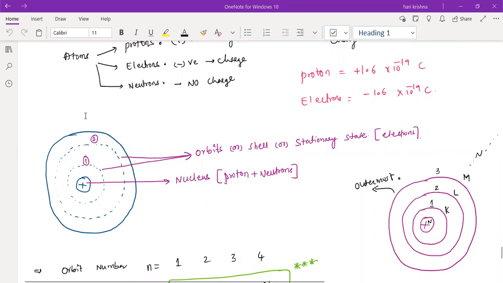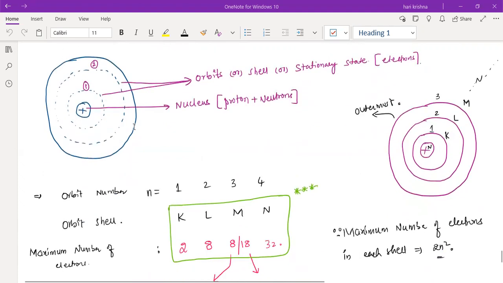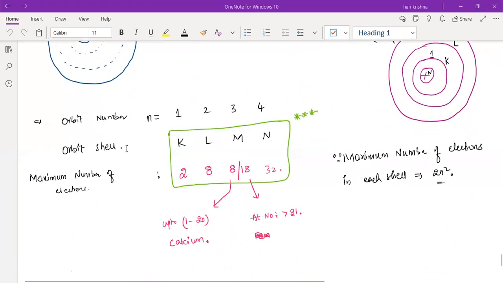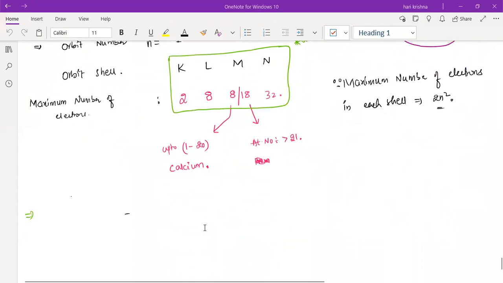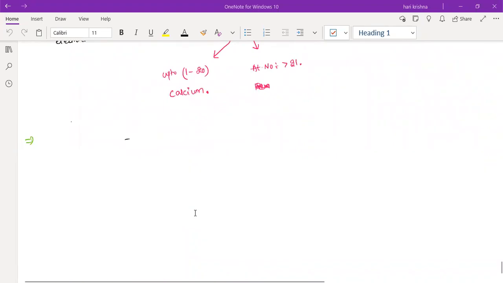And one more outer layer is called the valency shell, the outermost orbit. The orbits are labeled K, L, M, N. The first shell is called the K shell, the next one is L, then M, and it goes on like that. K will take a maximum of 2 electrons, L will take a maximum of 8 electrons, M will take 8 or 18 electrons, and N will take 32 electrons, according to the formula 2n². Any doubts up to this?